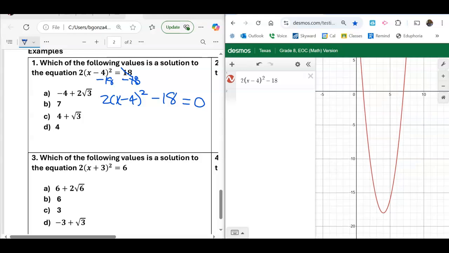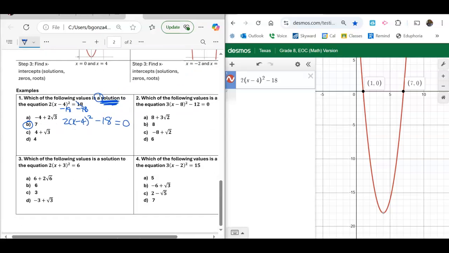But I don't care about that because it says to find the what? Solution. This does not ask you to find the vertex. It says solution. So I'm going to click the x-intercepts, right? 1 and 7. So it's asking you for a solution, one of these, 1 or 7. So which answer has 1 or 7? B. Isn't that a little bit easier? Graph it, x-intercept. Cool.